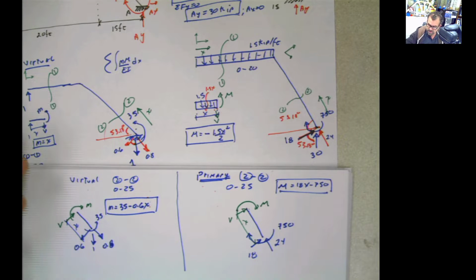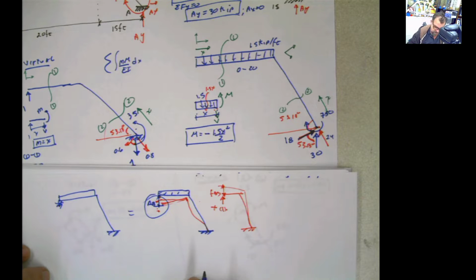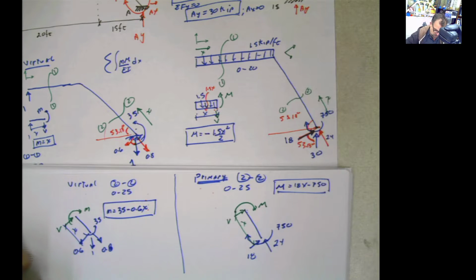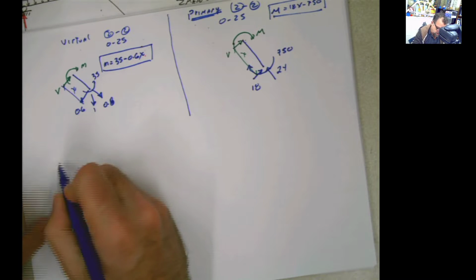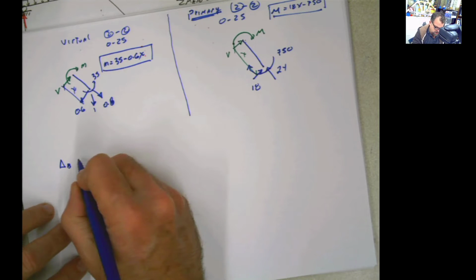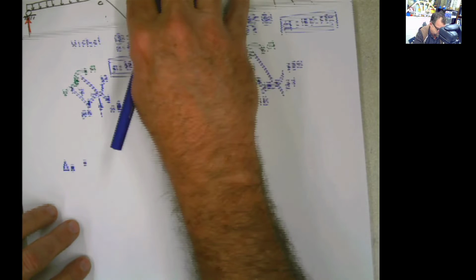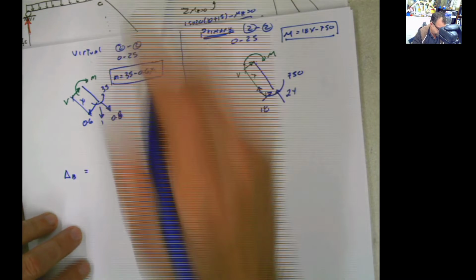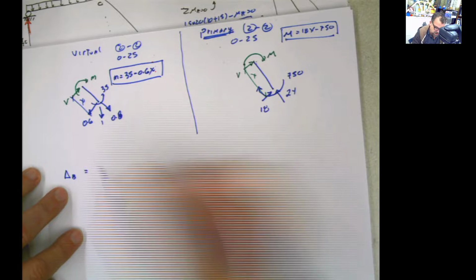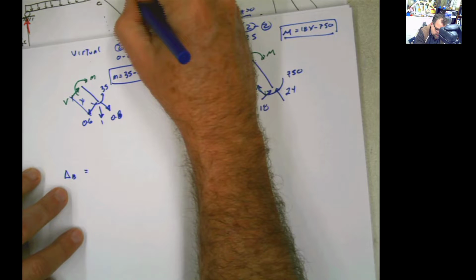What is the next step? The next step is calculating this deflection. That's the first step. How do we calculate that deflection? The deflection in the primary structure is going to be equal to, because EI is constant, it doesn't say anything here. I should have said it from the beginning. EI constant.